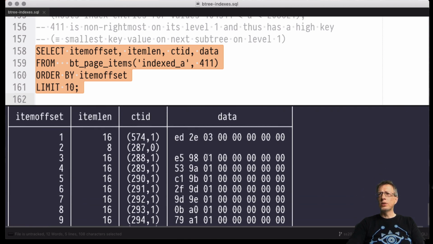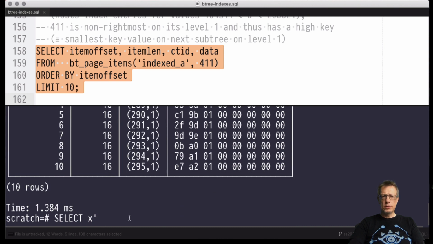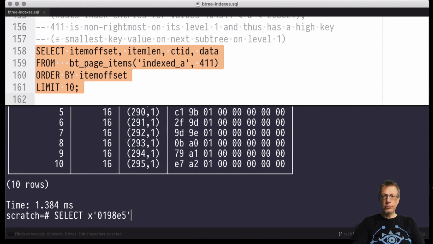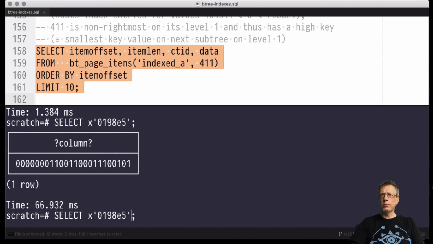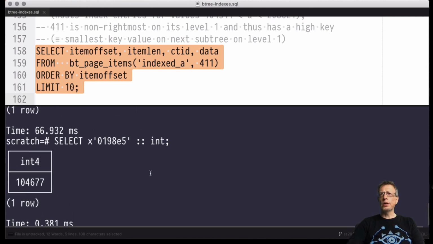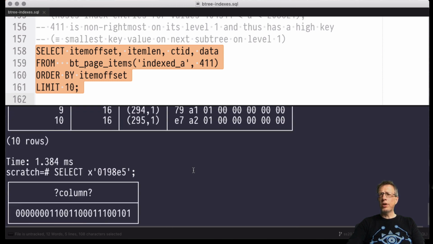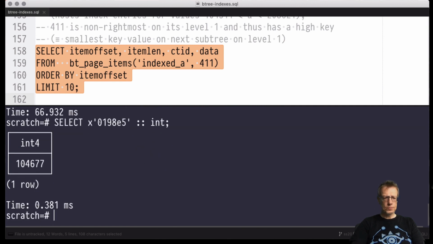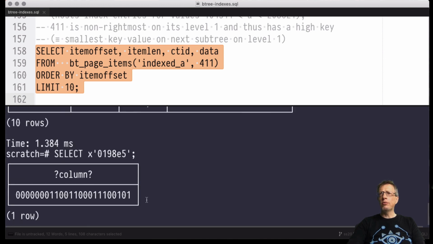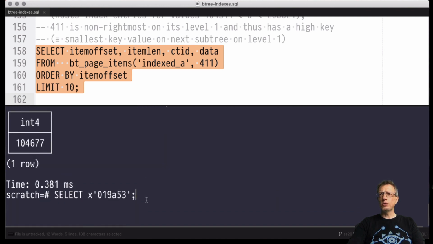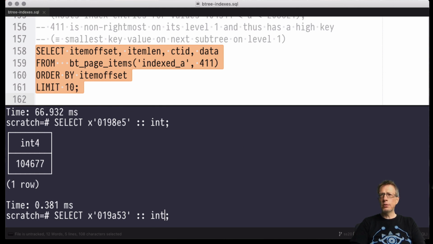0198, 01985. All right, okay, forgot to cast to integer. Okay, and the other is 019A53. A53. Is this correct? These are hard to recall. And let's cast to integer.